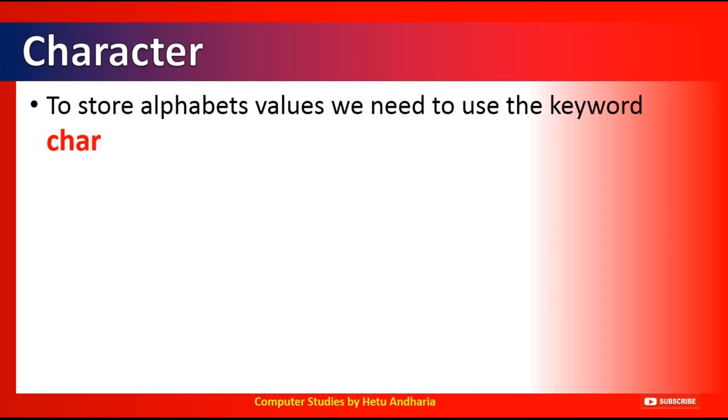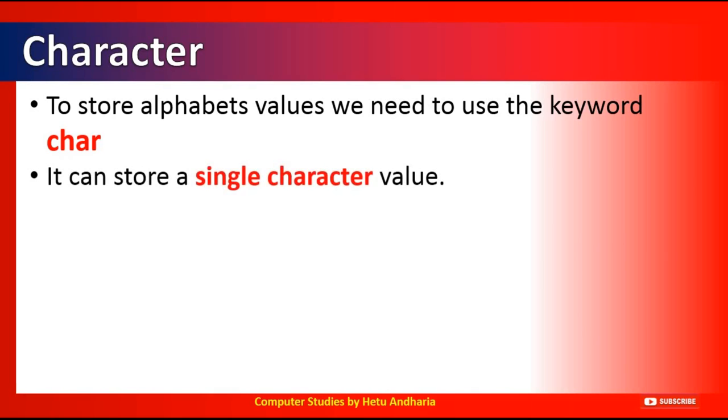So to store alphabet values, we need to use the keyword char. Okay. So in the integer we used to use int, in float we use float, right? Like that way you have to use here char. Now it can store a single character value. Try to understand this thing. If you declare a variable with character data type, it will be able to store only one character. You cannot store the complete name.